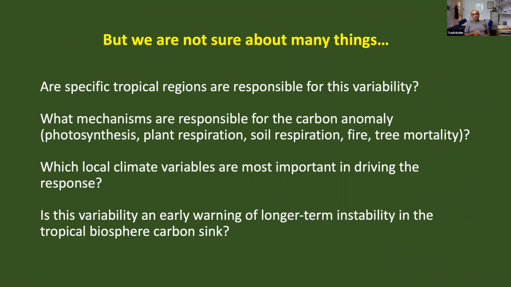We know that something's happening in the tropics in terms of this variability, but there are lots of things that we don't understand. Are particular tropical regions responsible for this variability, or is this a generic widespread phenomenon? Which mechanisms are responsible for this anomaly? Is it a decrease in photosynthesis, an increase in plant respiration, or soil respiration, or fire, or tree mortality? And which local climate variables are most important in driving the response? Is it driven by drought or by temperature, or what other factors? And fundamentally, is this variability an early warning of longer-term instability in the tropical biosphere carbon sink?